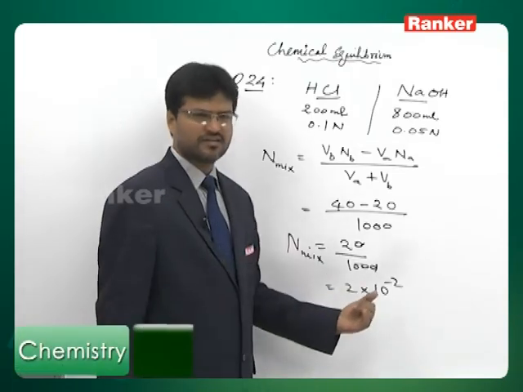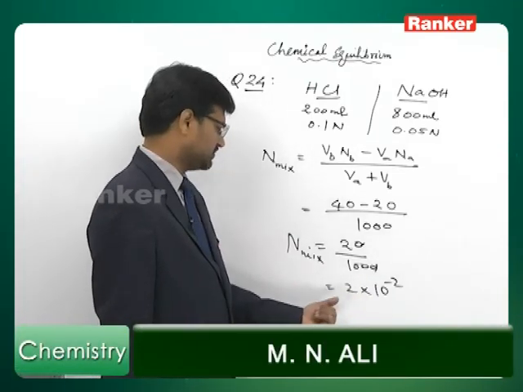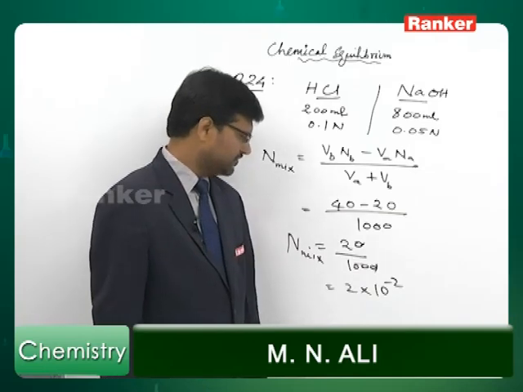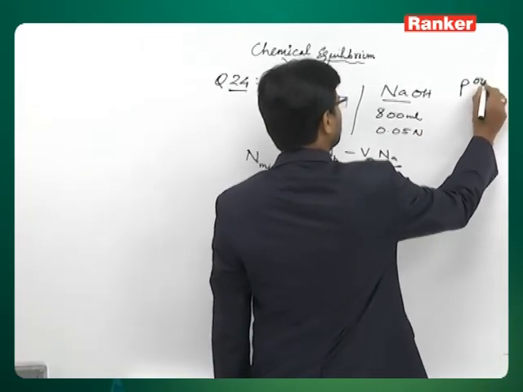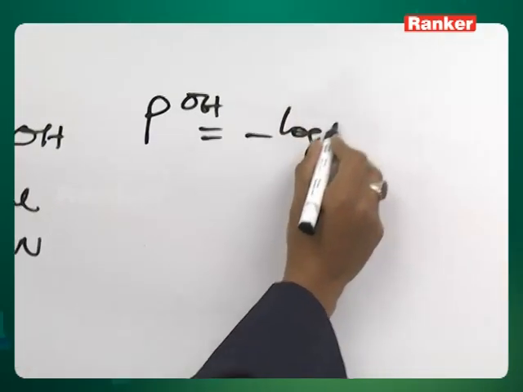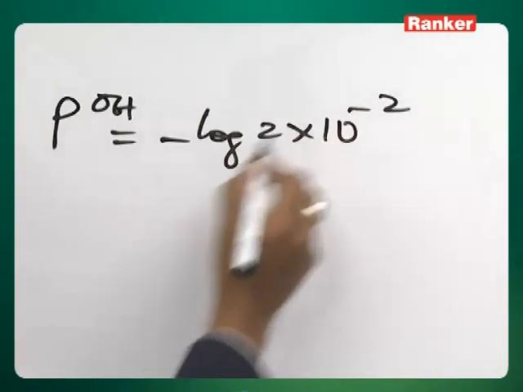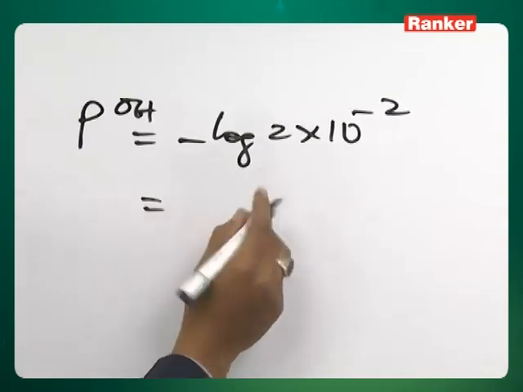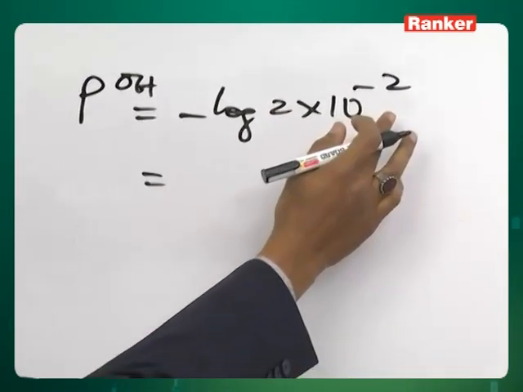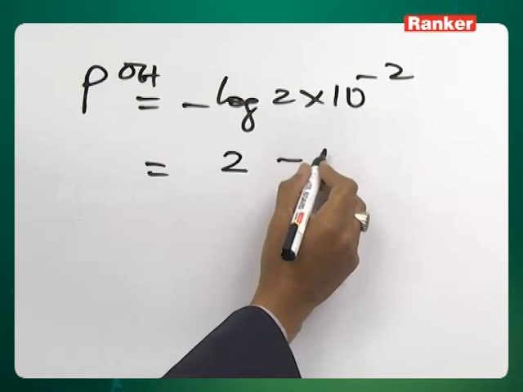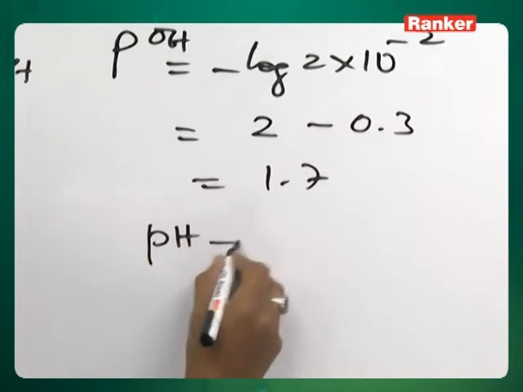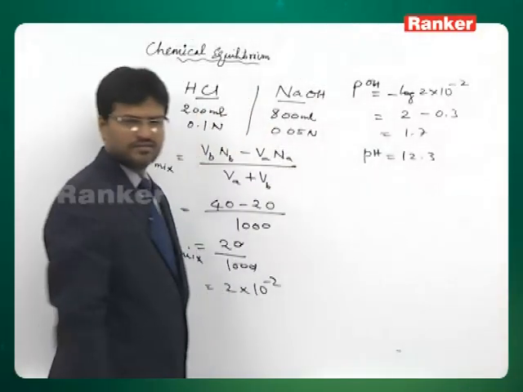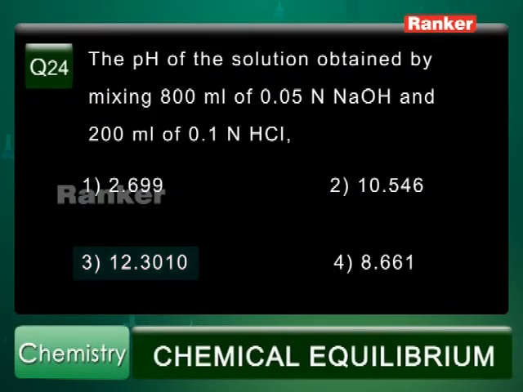The solution is basic. So the pOH will be: pOH is equal to minus log of 2 into 10 power minus 2. This comes to 2 minus 0.3, which is 1.7. So pH equals 12.3. So the correct answer is the third option, 12.3.